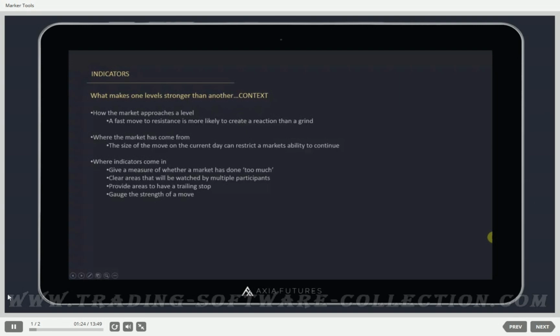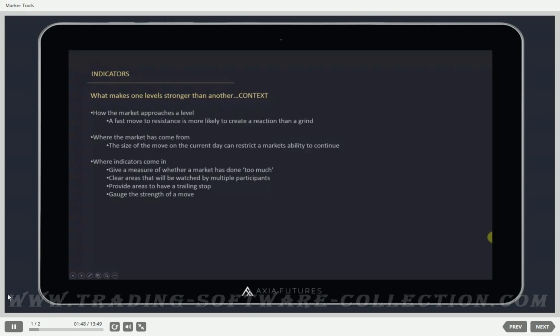It has just ground its way through multiple levels. Whereas if you get a fast move to a level, this is often a scarier move. It is a trade that you're not necessarily going to want to take because you sort of see it come down and you think, wow, I don't want to buy that. Look how much the market's moved. But these are often the ones where it will react. And so a level becomes stronger based on the way the market approaches it.